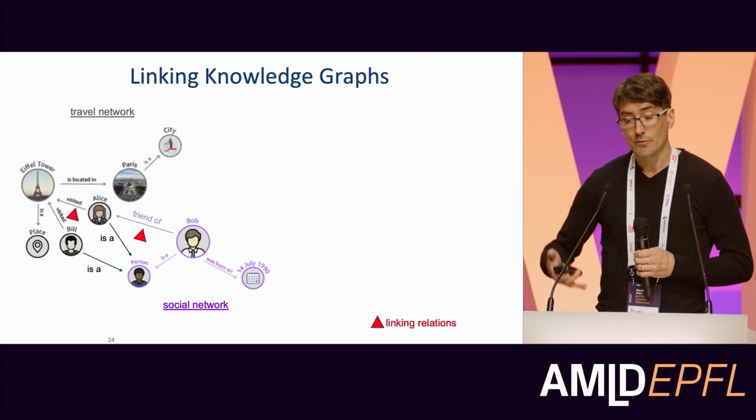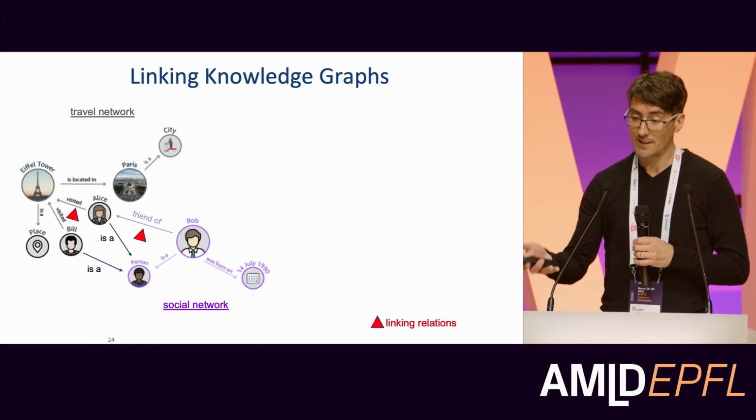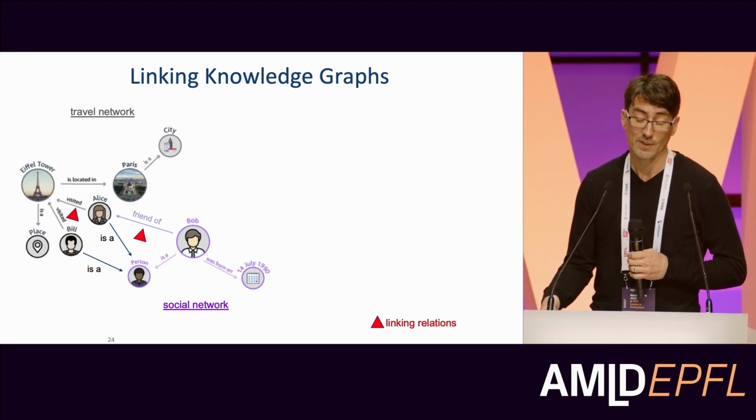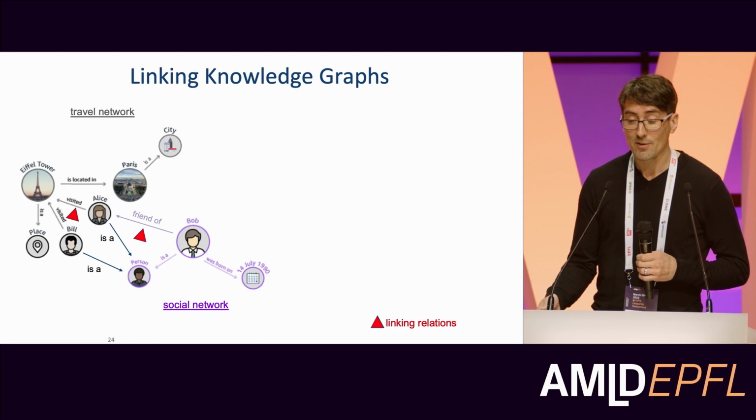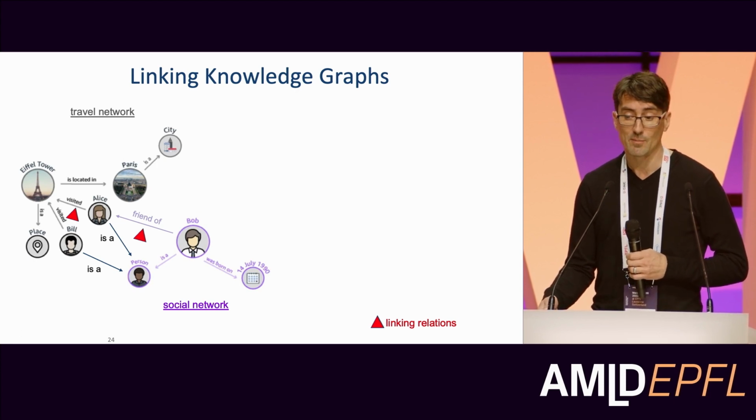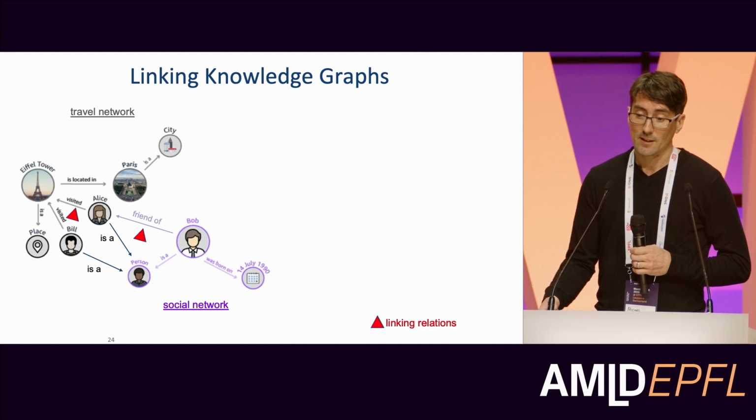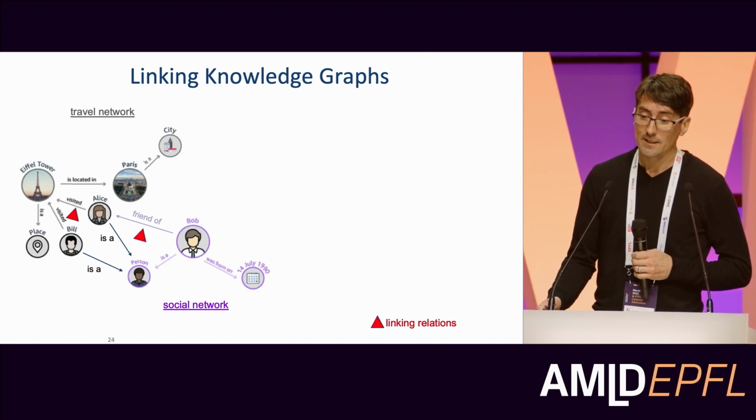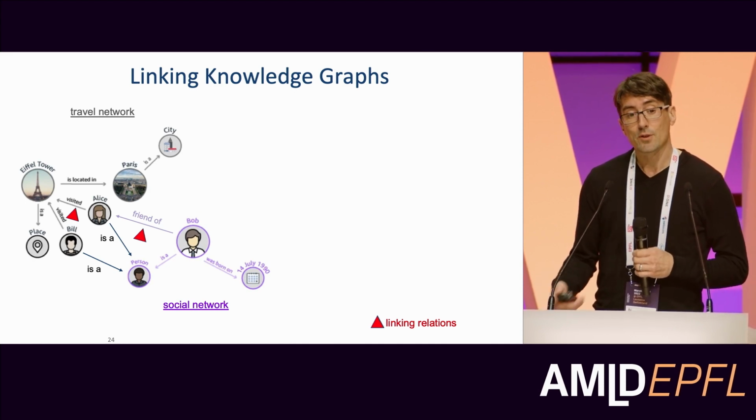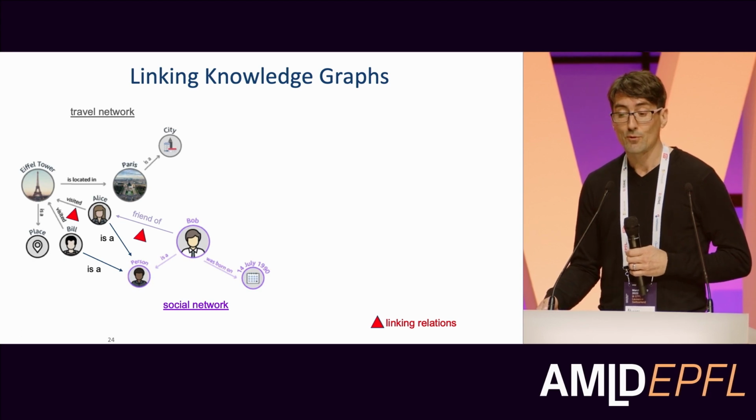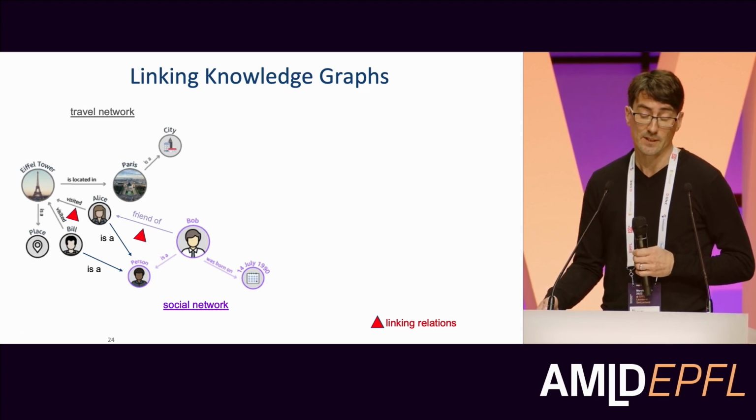But the idea is if you have one content provider, for instance, that provides information about a social network, people who know each other, and another one that provides information about travel, like the location of different sites to see in cities and so on, then you can start to connect these up. But of course, you need linking relations between these different graphs.